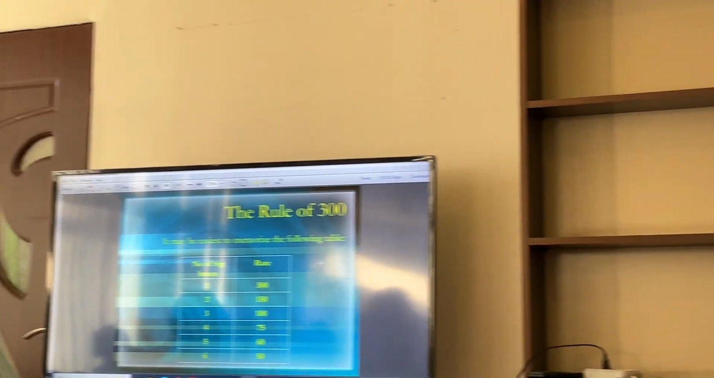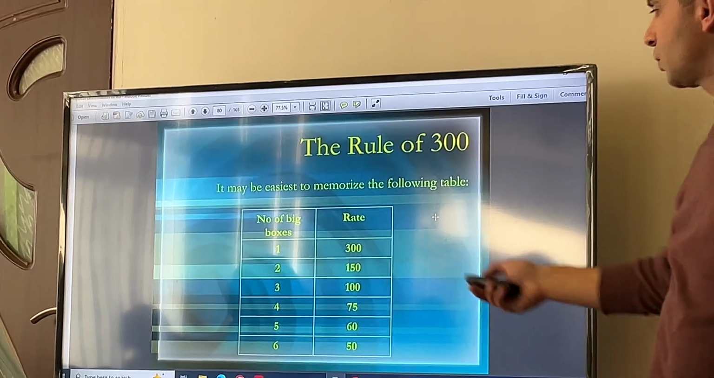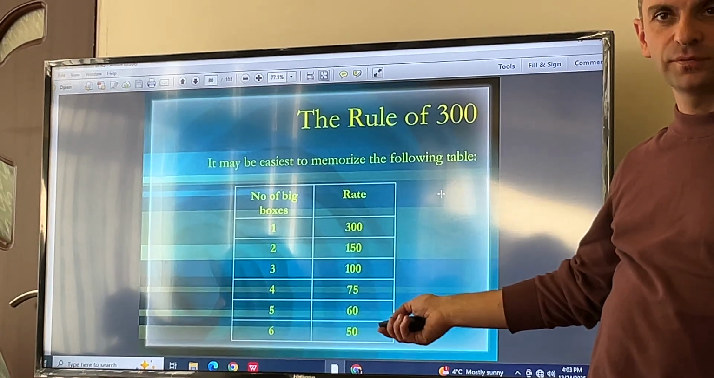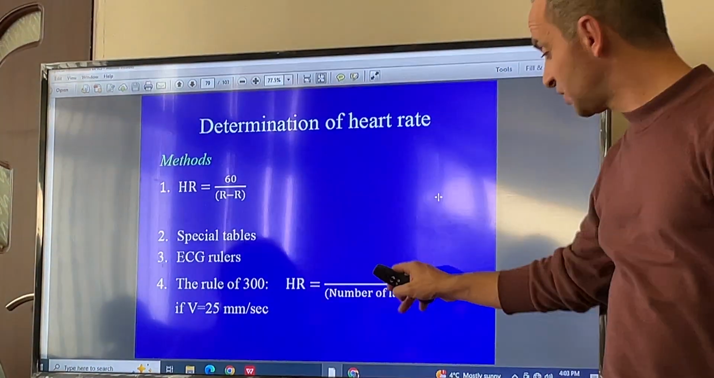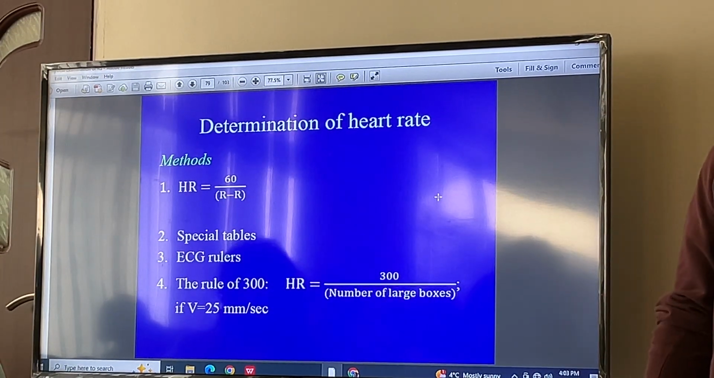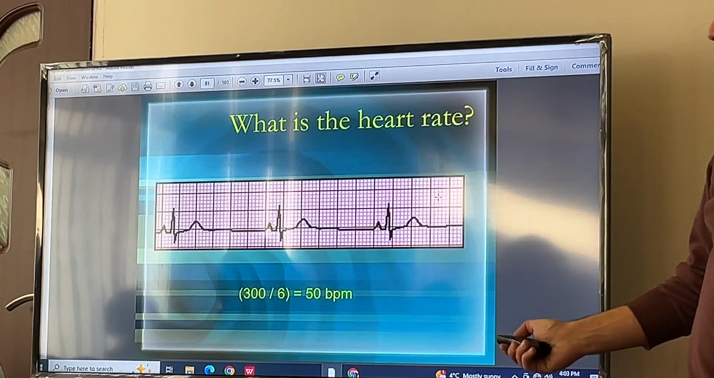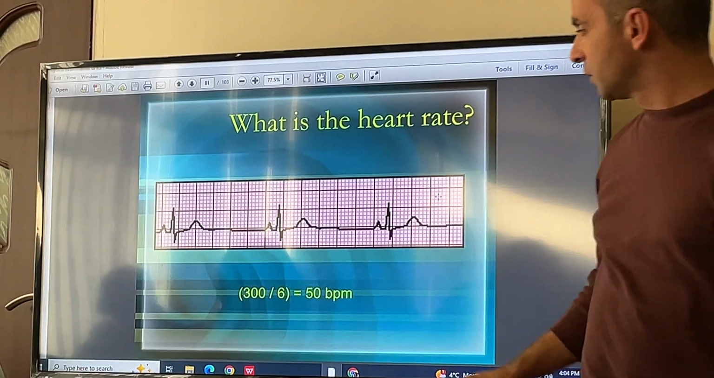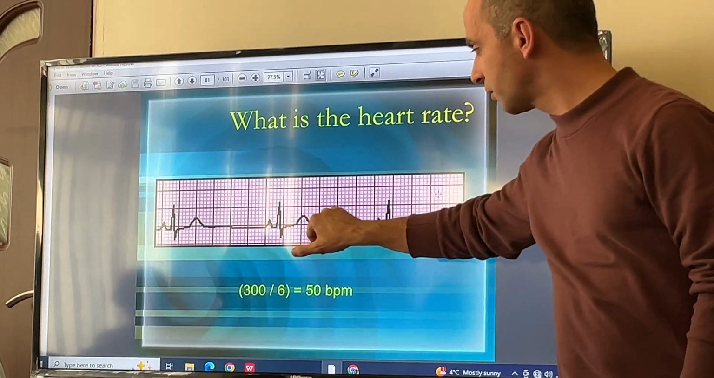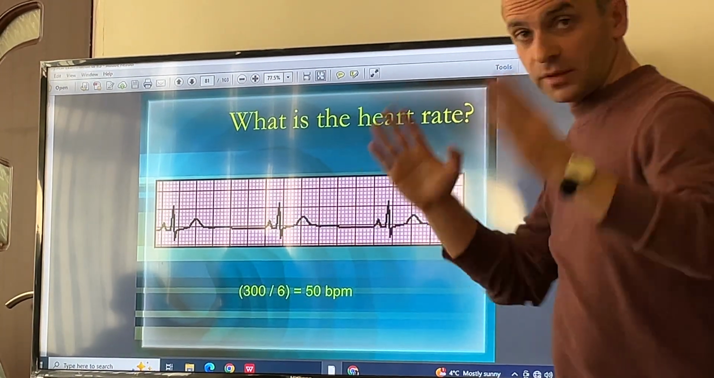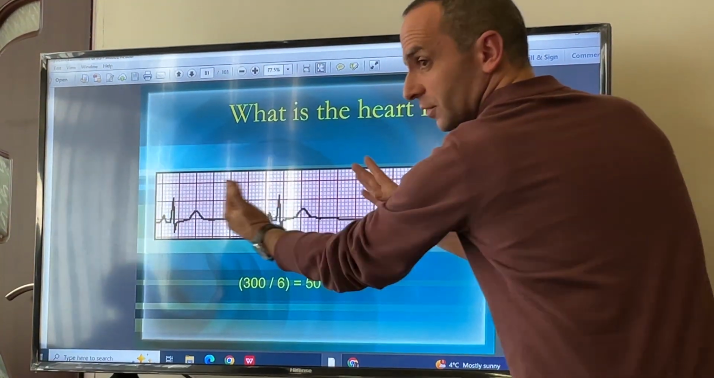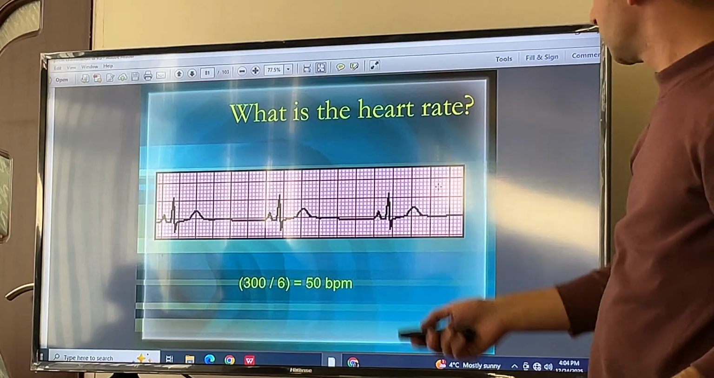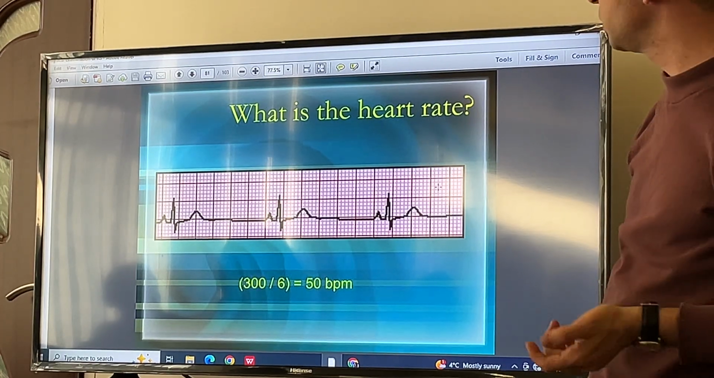You may see that with the number of big boxes 1, it is 300, with 2, it is 150. If paper speed is 50, 600 is divided by the number of large boxes. What is the heart rate here? Look, 1 large box, 2, 3, 4, 5. Imaginary, I may replace this one to be exactly here, this one will come here, symmetrically. So 6, 300 over 6, 50 beats per minute.